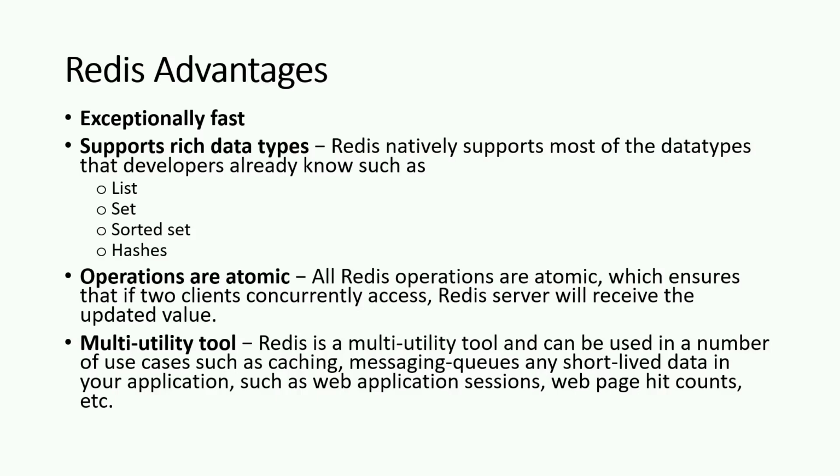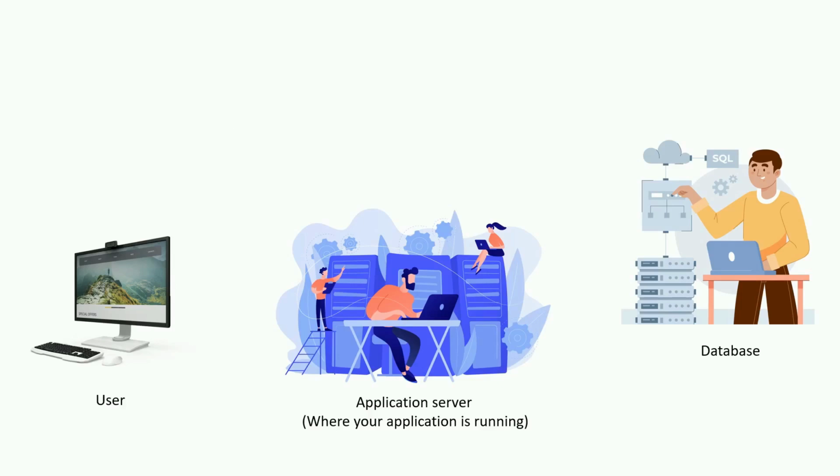Multi-utility tool. Redis can be used for a number of use cases such as caching, message queues, and any short-lived data in your application, such as web application sessions, web pages, hit counts, etc. As I have told you, we can use it for multiple purposes. We are going to use it for caching. You can use it as per your requirement, wherever it fits. It's open source. Next, we are going to see what will happen when we don't use the Redis cache.